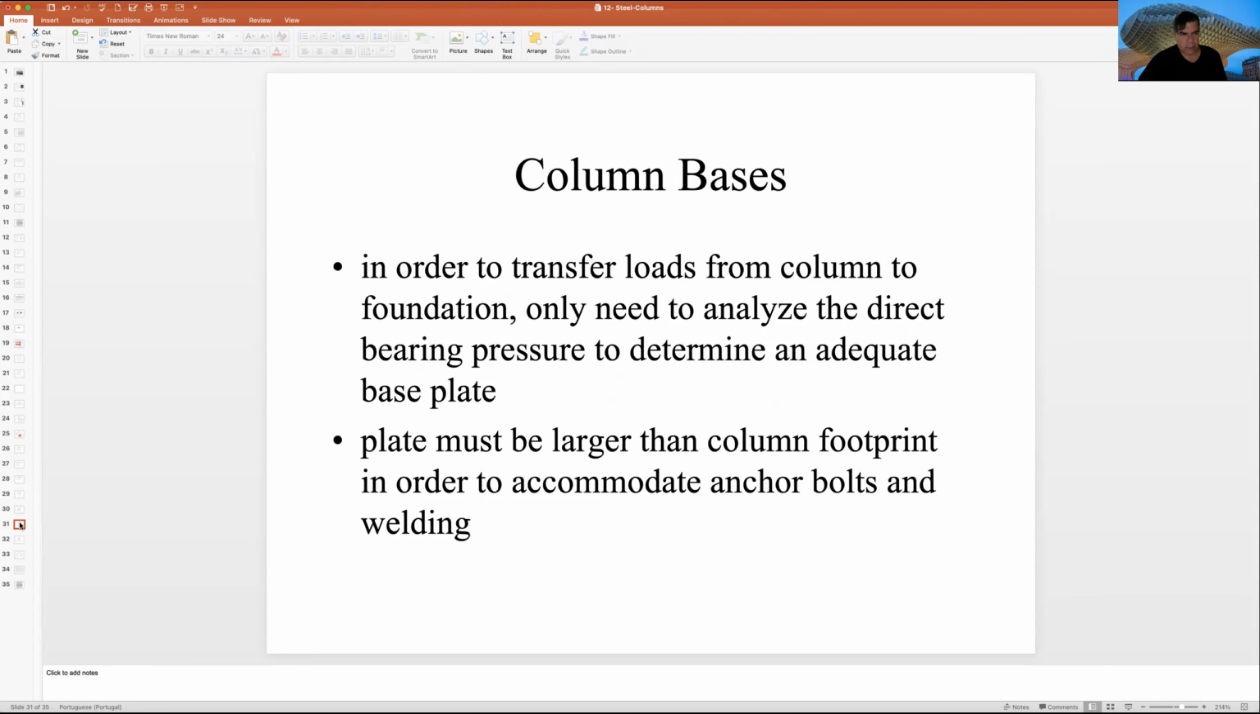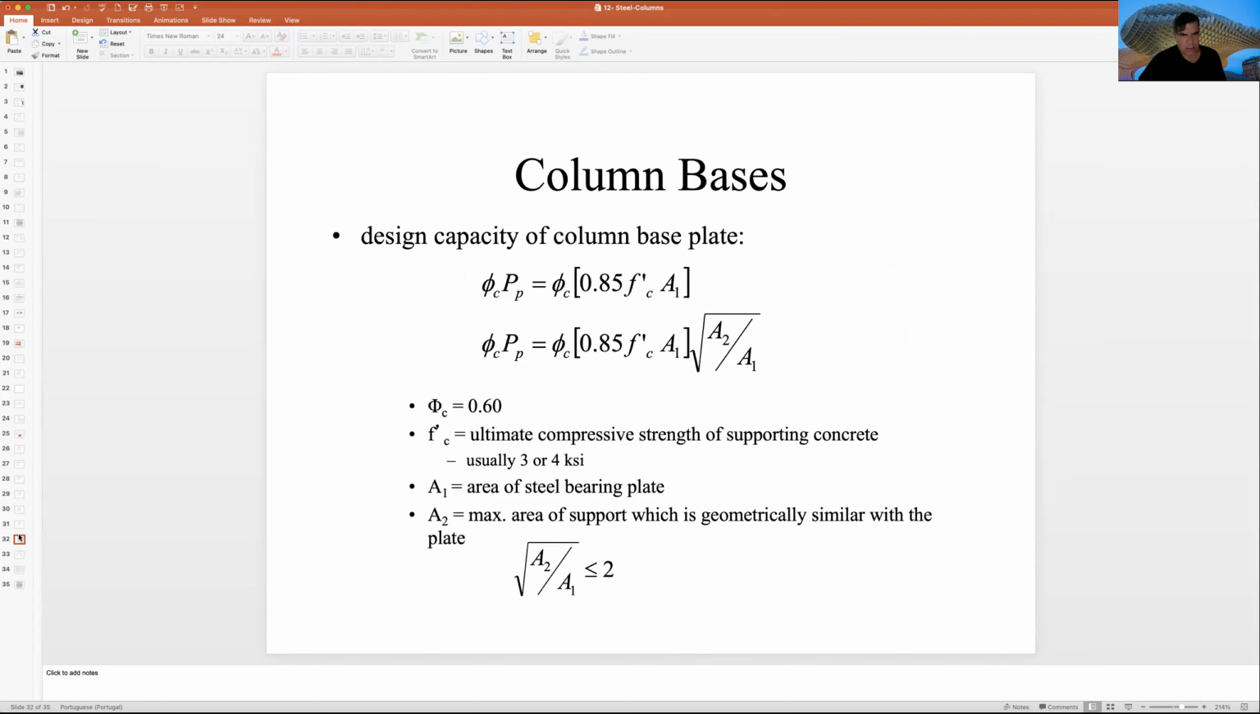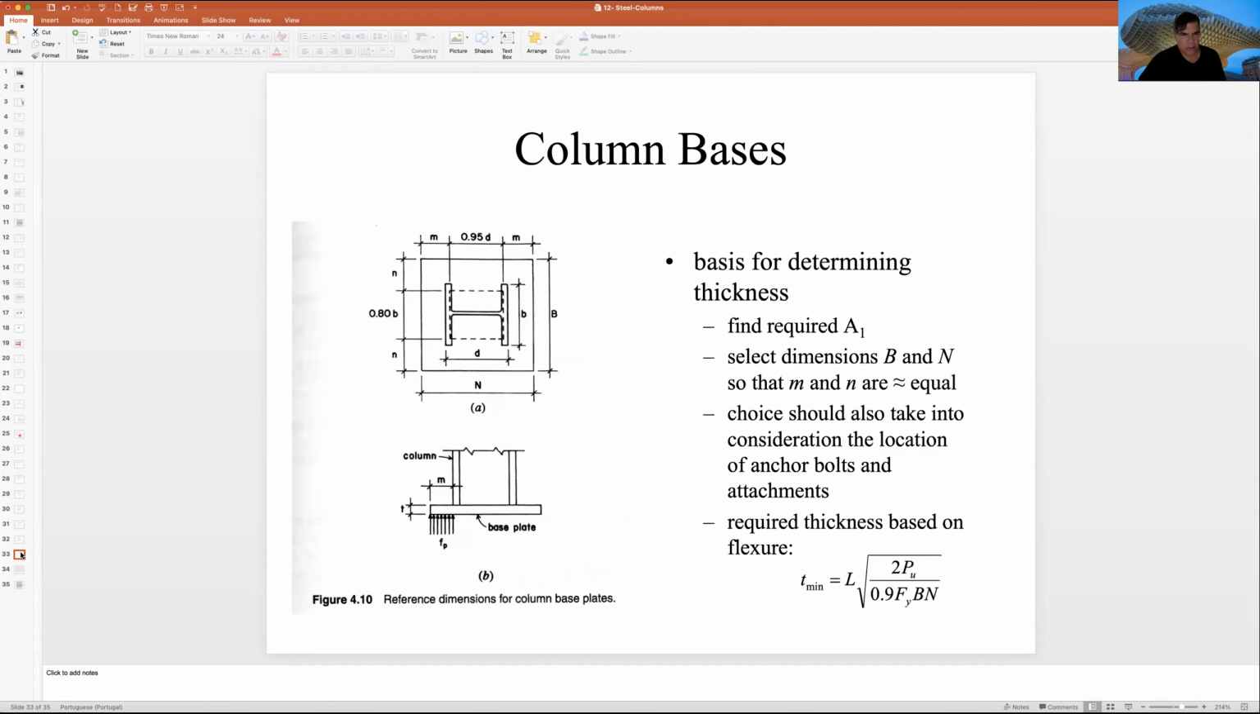And after, it's necessary also to calculate the base of the column because the foundation will be supporting it. Well, normally there is a plate that is larger than the column that will accommodate anchor bolts and welding. And that's something that we will be looking at later on. Bases can be calculated according with these formulas. We will not be doing that, it's only for your information. And well, we can look here at the type of thickness that the base of the column can have.